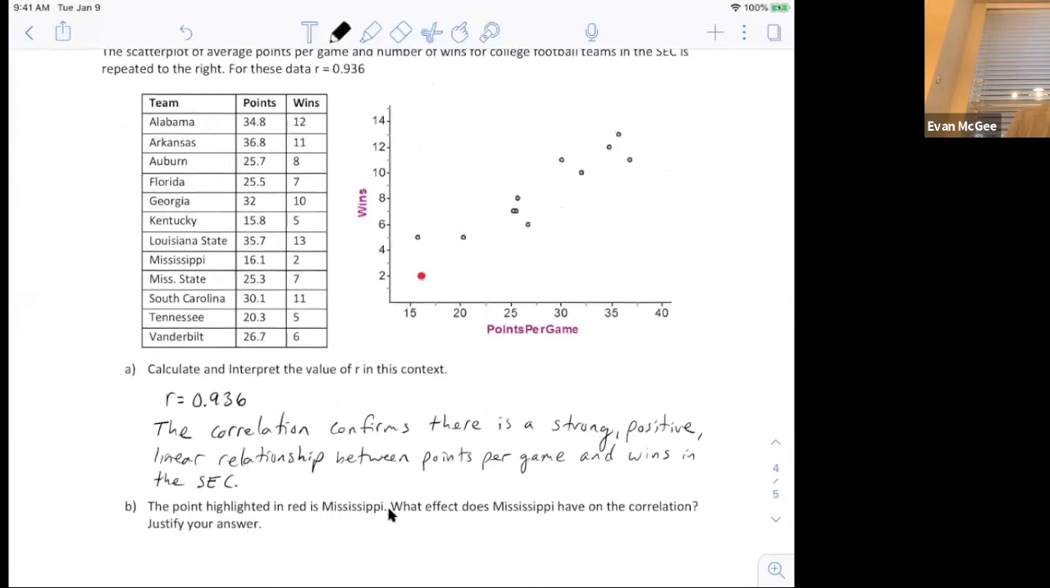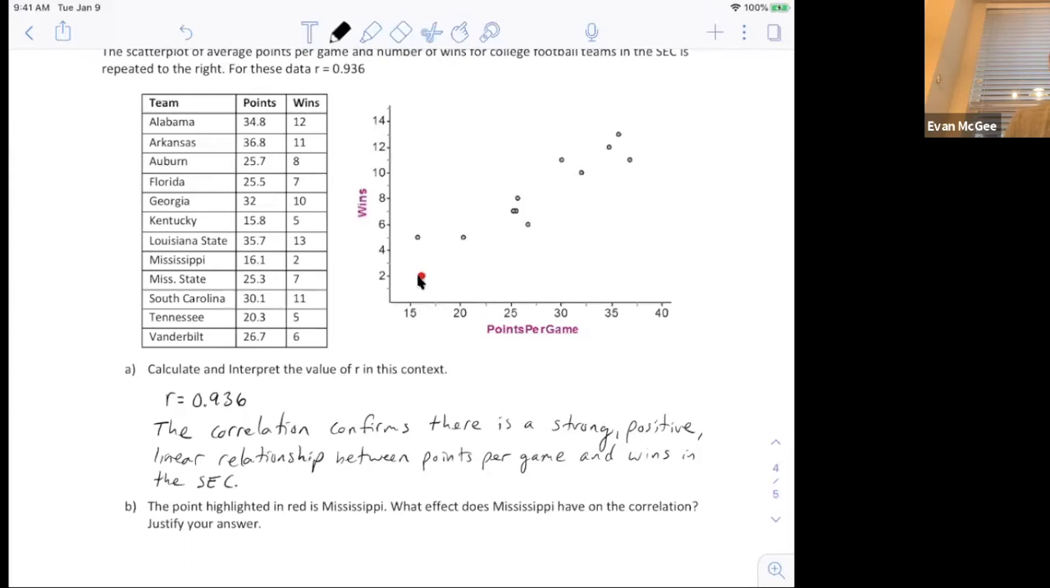It's Mississippi. What effect does it have on the correlation? Justify your answer. So based on the applet activity that we did, does this point reinforce the overall trend of the graph, or does it weaken it? Does it make it more scattered? So when I look at this, this point is low in terms of X, so it's going to have more of an influence because it's a bit of an outlier-ish.